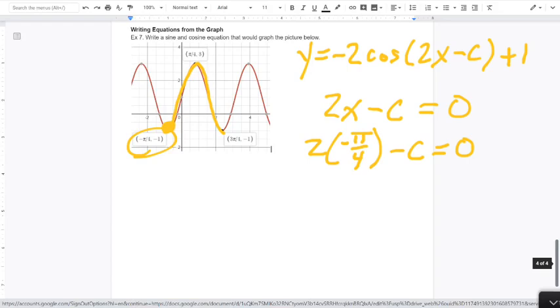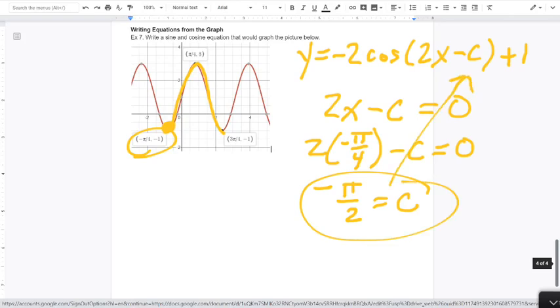Alright, so instead of solving for x, we're going to solve for c, and we're going to plug the starting point in for x. Alright, so we get negative pi over 2 equals c. So that is what c is. So we have to plug that in there. And since it's a double negative, that's going to end up being 2x plus pi over 2. And so that would be the second equation.